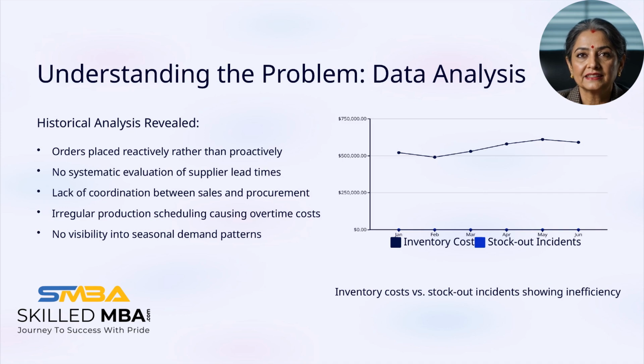Data analysis revealed reactive order placements and a lack of systematic supplier lead time evaluations. Coordination between sales and procurement was absent, leading to irregular production scheduling and increased overtime costs. Additionally, there was no visibility into seasonal demand patterns, resulting in inefficiencies between inventory costs and stockout incidents.